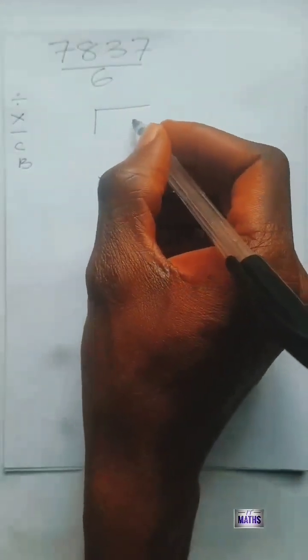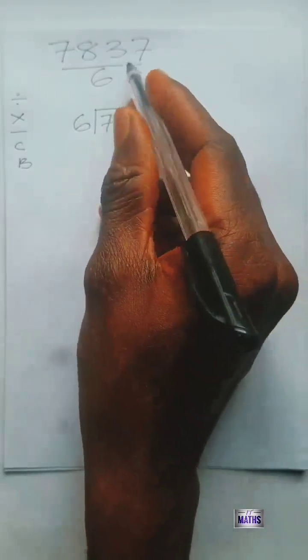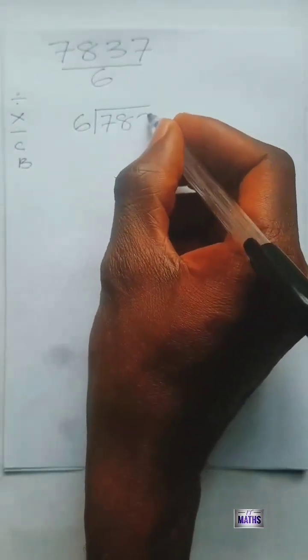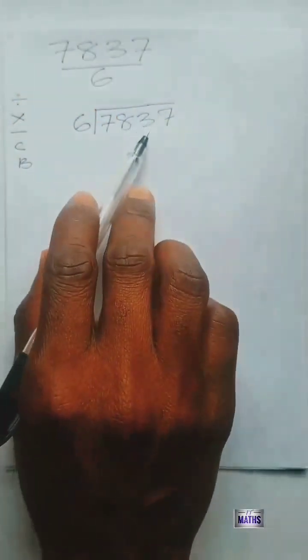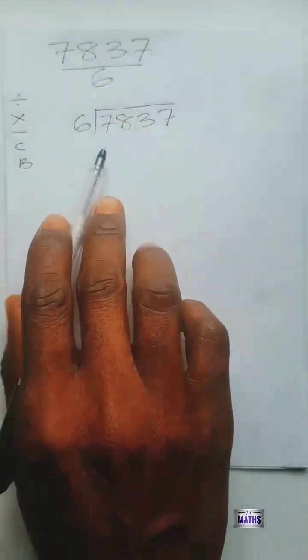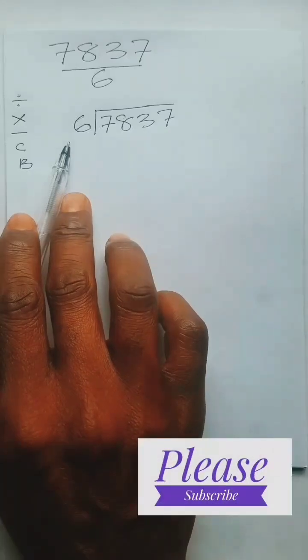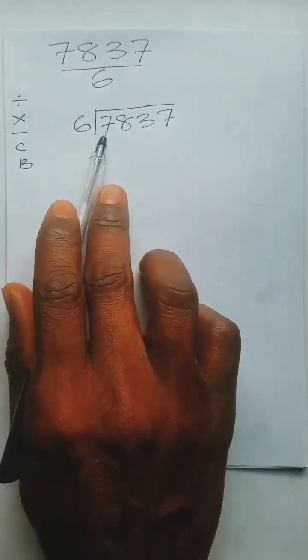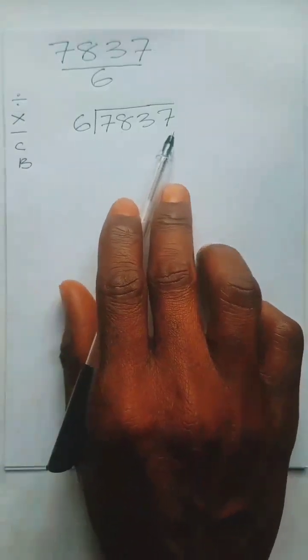I call it a house, and then I put my 6 outside, and then I write my numerator inside. Let's look at that as someone carrying something on his head, and then he puts it inside his house. So the numerator goes inside, the denominator stays outside. So we begin division. We take it digit by digit till we exhaust all these digits here.